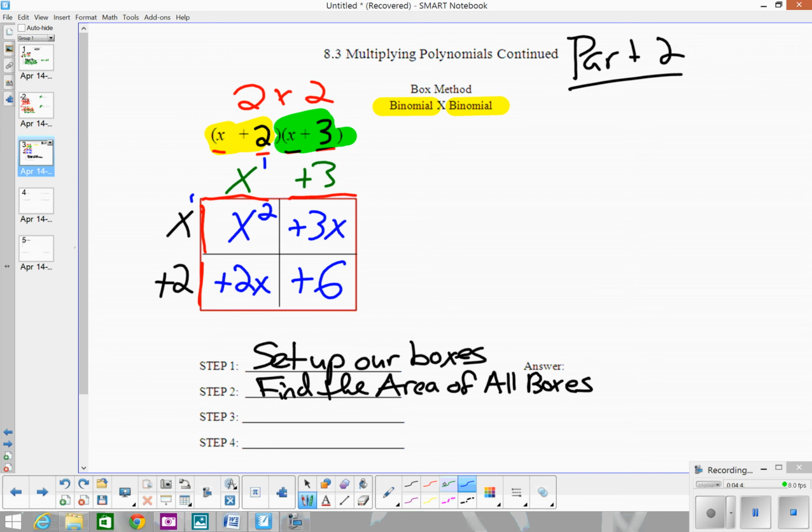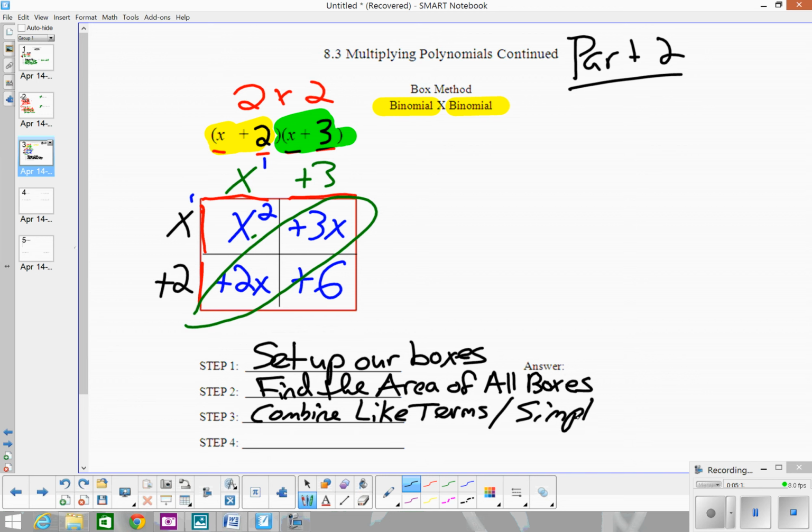Good. Now, when we multiply a binomial times a binomial, almost always this upper diagonal right here is going to create like terms. So our third step is going to be combine like terms, slash simplify.